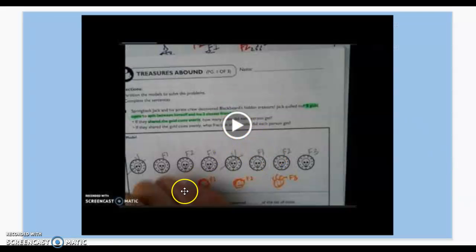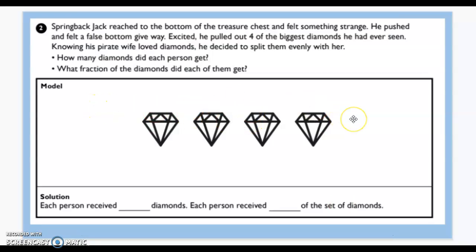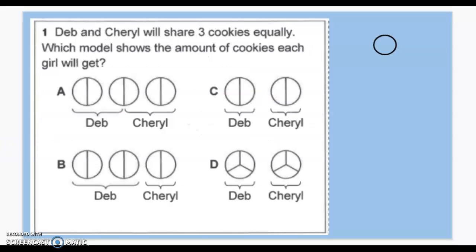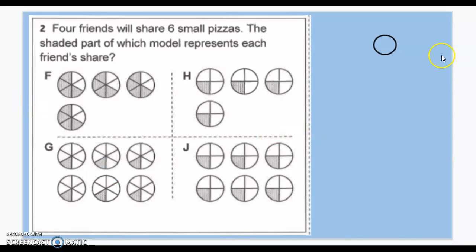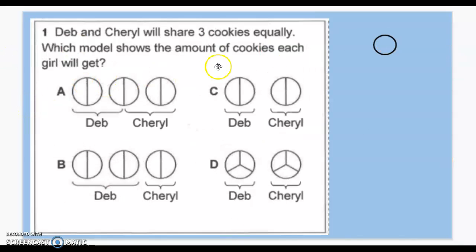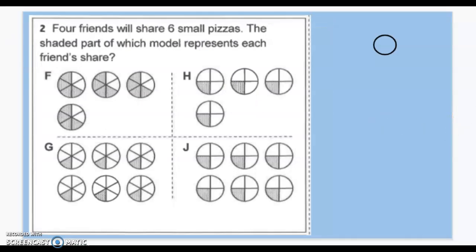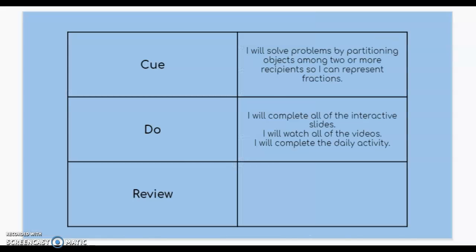Again, here is some more partitioning objects. And then this is what you're going to be solving, this problem here. And then again, just like I did yesterday, I have a couple more problems. I don't have an example of them, but I just kind of want to see where we are and what we're understanding. So here's 2 problems for you to solve on your own. And then that is what we're going to be doing today.